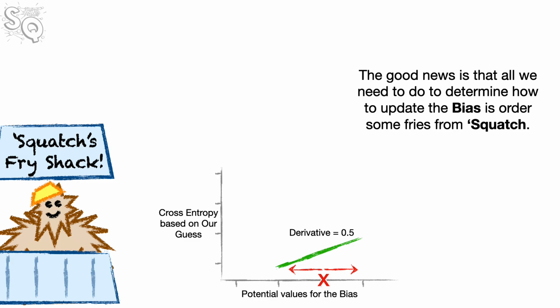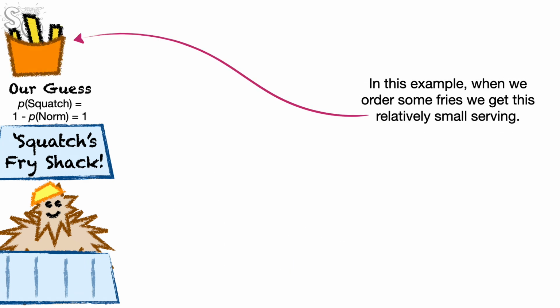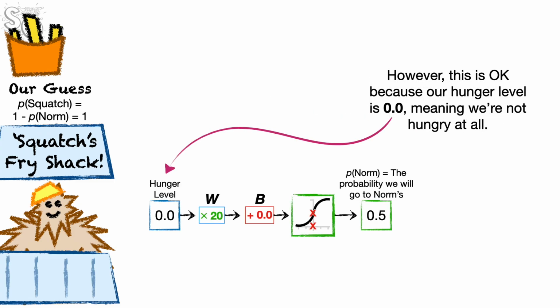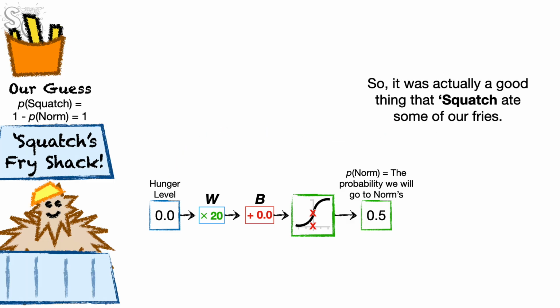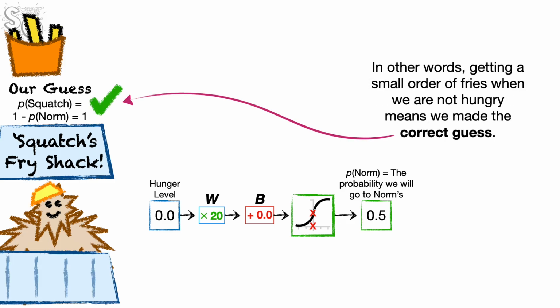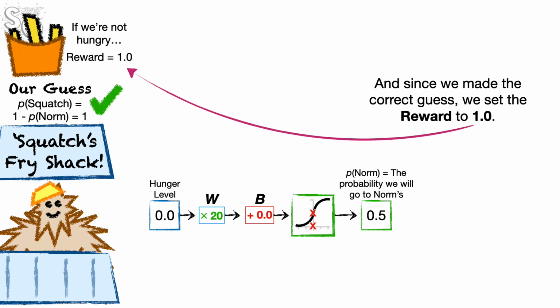The good news is that all we need to do to determine how to update the bias is order some fries from Squatch. In this example, when we order some fries, we get this relatively small serving. However, this is okay because our hunger level is 0.0, meaning we're not hungry at all. So, it was actually a good thing that Squatch ate some of our fries. In other words, getting a small order of fries when we are not hungry means we made the correct guess. And since we made the correct guess, we set the reward to 1.0.